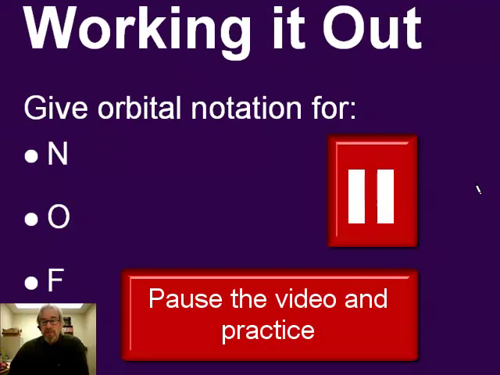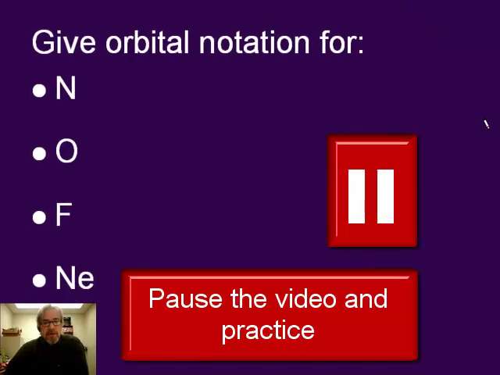Okay, you practice this. Give orbital notation for nitrogen, oxygen, fluorine, and neon.